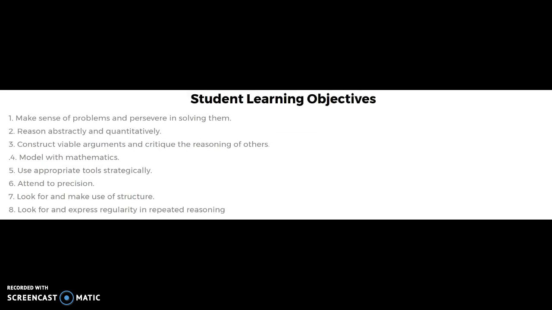So our student learning objectives are making sense of problems and persevering in solving them, reasoning abstractly and quantitatively, to construct viable arguments and critique the reasoning of others, to model with mathematics, to use appropriate tools strategically, to attend to precision, to look for and make use of structure, and to look for and express regularity in repeated reasoning.